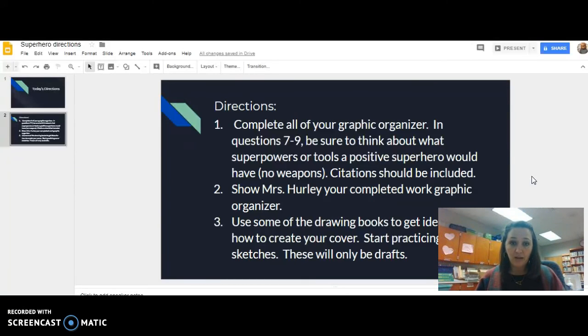So that's what you're going to do today. Finish your graphic organizer, make sure it's entirely done, and then start looking through the drawing books, getting some ideas, testing some things out, and then once we've all kind of had a chance to play around with it and think about it, then when we come back in later weeks, we will really get down to making a pretty serious picture for our graphic novel.